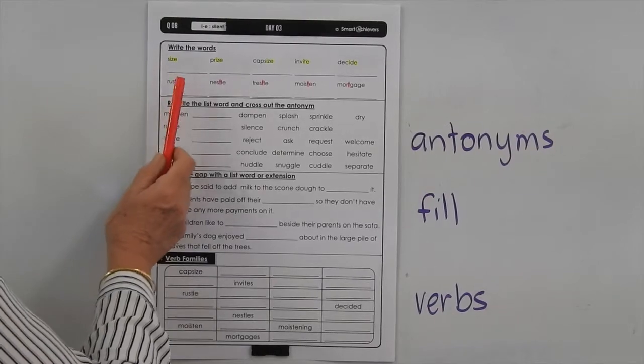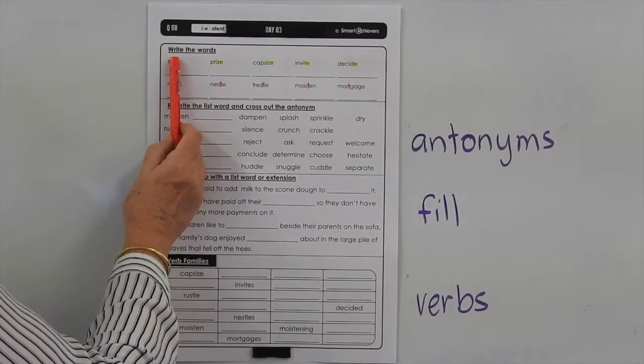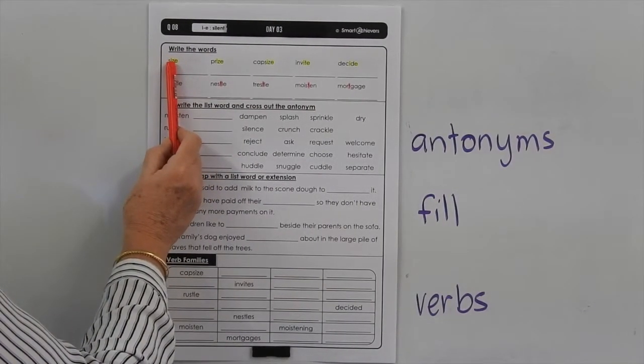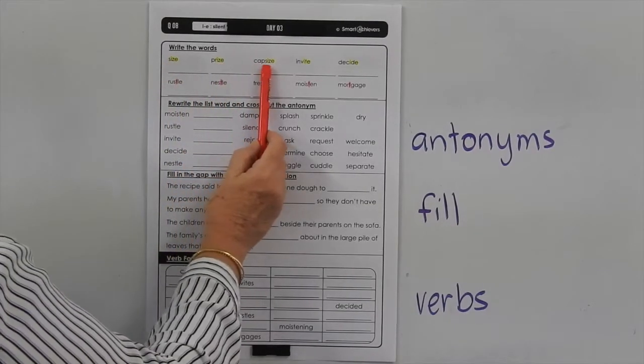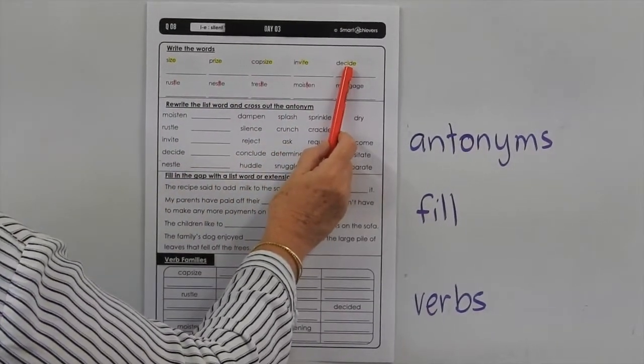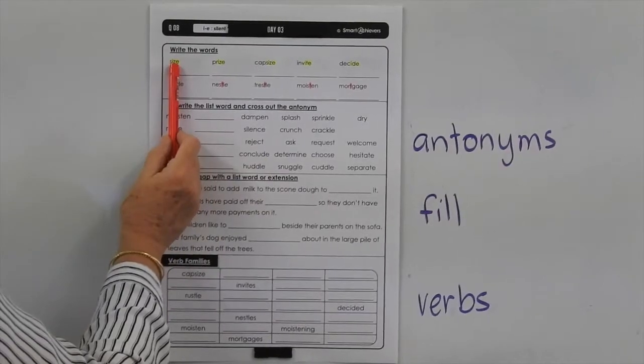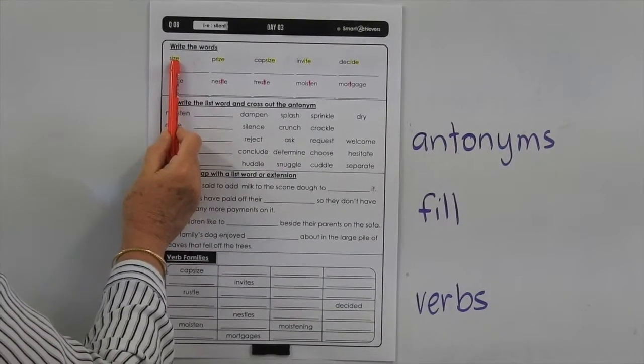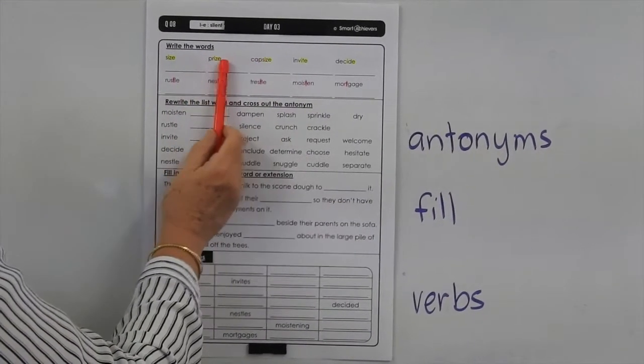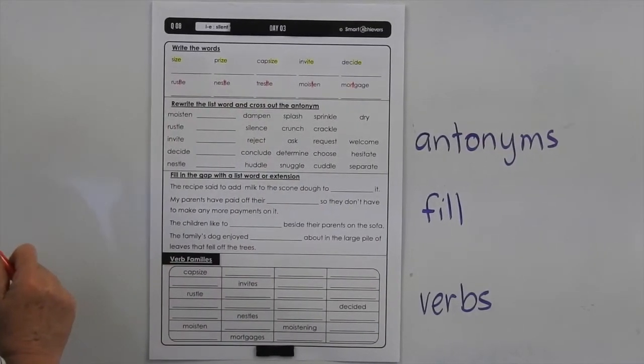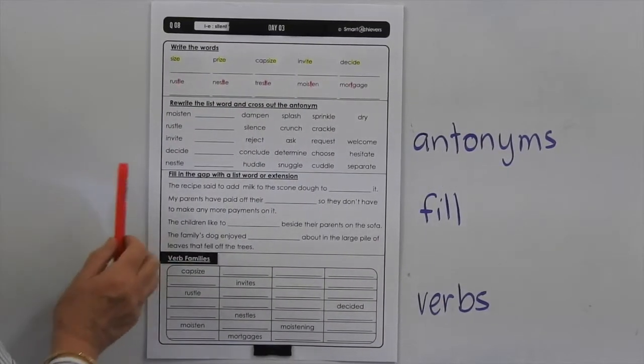Our words today have the E making the previous vowel I make its long sound. So we've got size, prize, capsize, invite and decide. You've also got the Z actually making the Z sound at the end of these first 3 words. Quite often we use SE for the Z sound at the end of a word.